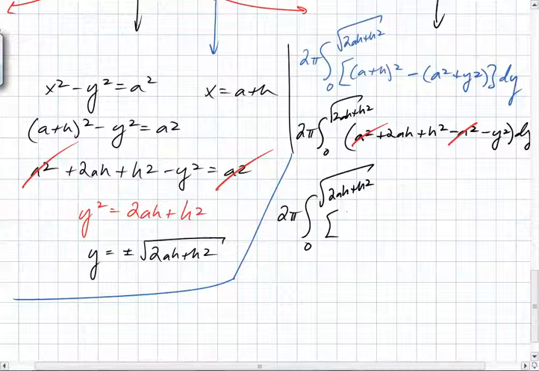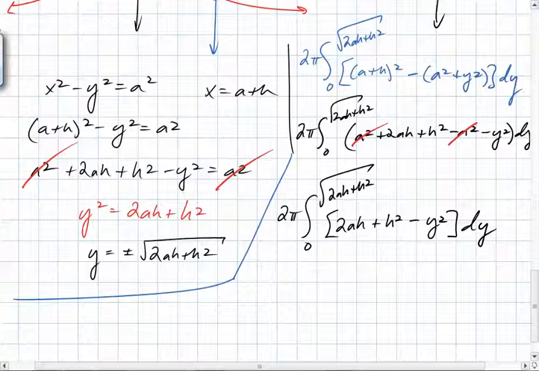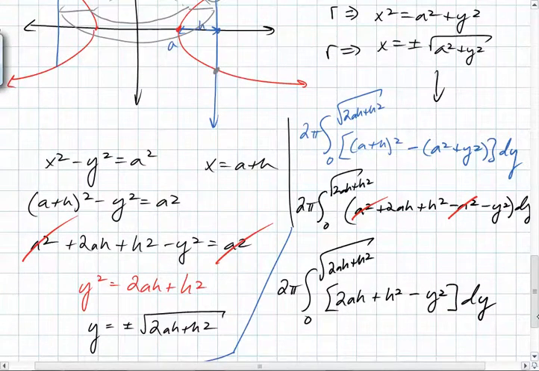and then we have 2ah plus h squared minus y squared, and that looks nasty, but here's the thing. What's the only variable that's in there? Y. And Y is the only one that's in there, right? You get 0. Do you get 0? I really hope you don't get 0.